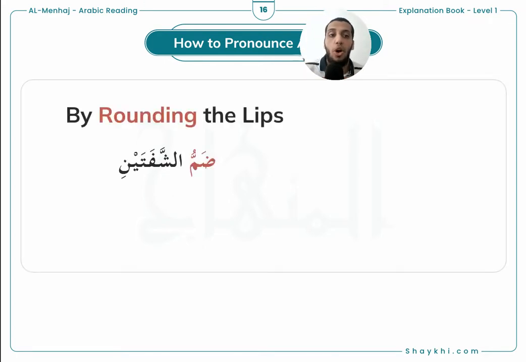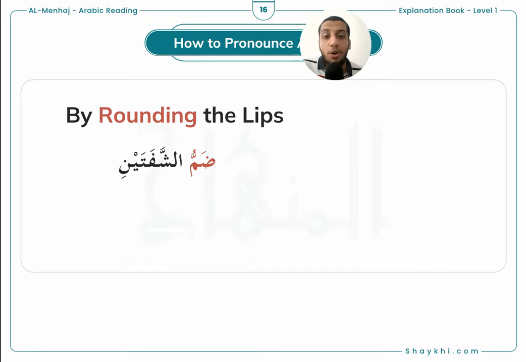We pronounce al-Dhamm by rounding the lips, or ضم الشفتين. So the lips will be rounded or circled like this. Ooh, ooh. This is the way of pronouncing al-Dhamm, or the letter that has dhamma. Ooh, boo, tu. So the lips have to be rounded or circled. This is what's called in Arabic ضم الشفتين.